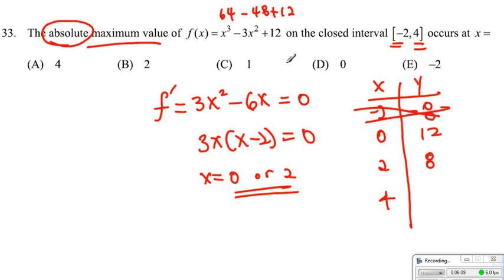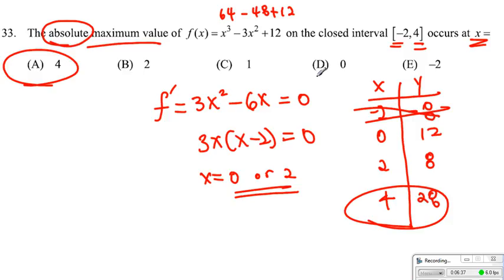Now, here what we end up getting is 64 minus 48 becomes 16, and then so in fact we end up getting 28. So absolute maximum in fact occurs when x equals 4. So therefore our answer will be choice number A.